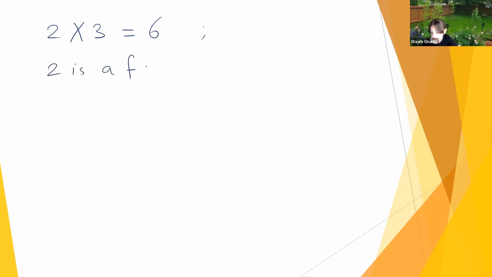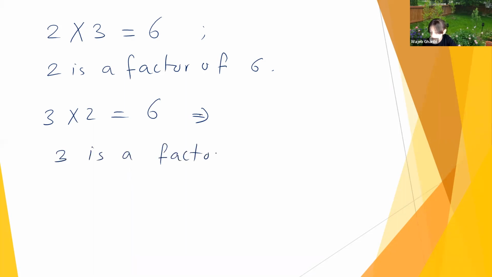Okay, let us write 2 also. 2 times 3 equals 6. Therefore, 2 is a factor of 6. And also, 3 times 2 equals 6. Therefore, 3 is a factor of 6 as well.